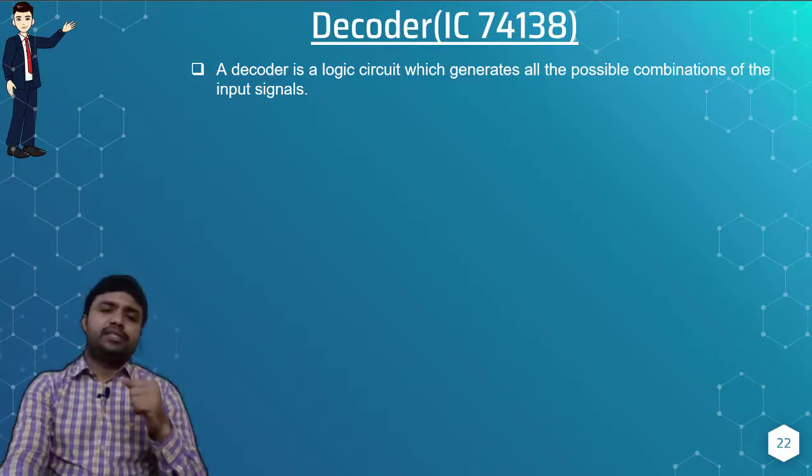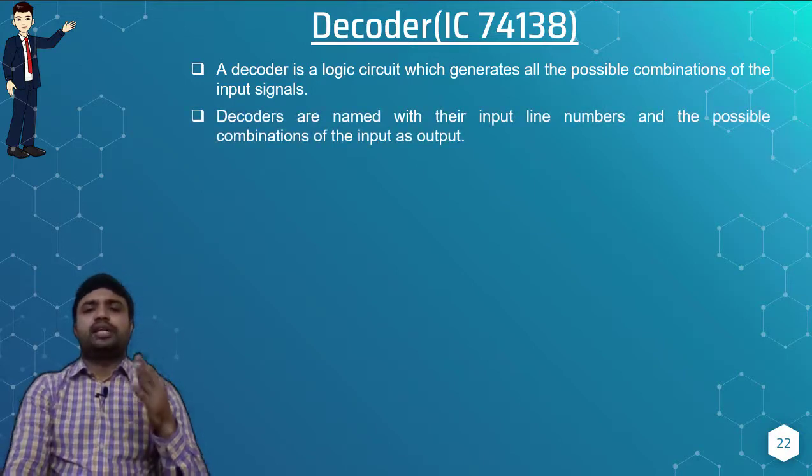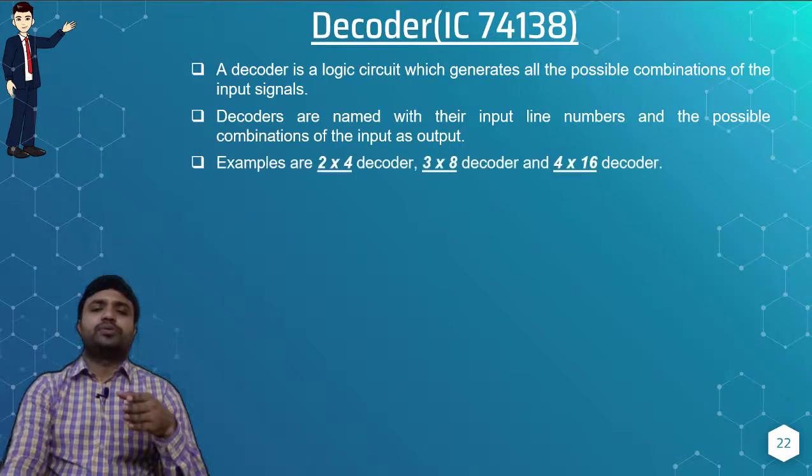From the IC number, you can see that the 74138 is a 3 to 8 decoder. That means it has 3 inputs, and automatically the number of outputs available from the 74138 decoder IC is 8. Next, decoders are named with their input line numbers and the possible combinations of the input as output. Some examples are 2 by 4 decoder, 3 by 8 decoder, 4 by 16 decoder.